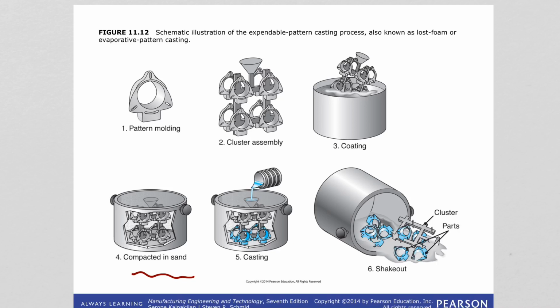We do this without removing the polystyrene. And after that, the polystyrene pattern vaporizes and the metal fills the mold cavities. And then, as you can see, when we shake it out, we obtain the parts. That is how simple this process is.